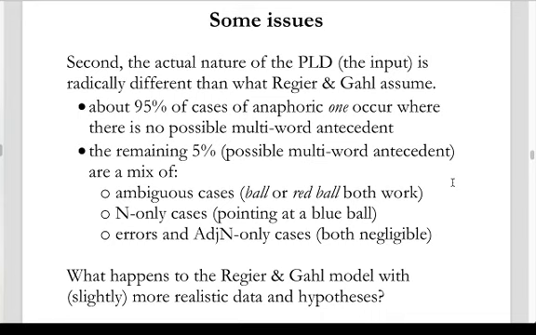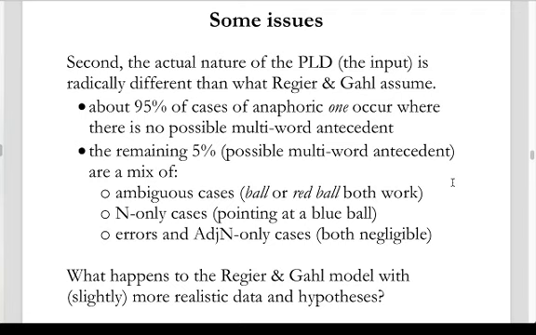Let's see what happens. So the second issue here, as I mentioned briefly on the other slide, is that they're assuming that you get lots of exposures where this anaphoric one is referring back to some kind of a red ball, and red ball was in the linguistic discourse, and you just have to decide whether it was red ball or ball given those contexts. But the actual input that Lidz and colleagues found in the CHILDES corpus is radically different from what Regier and Gahl are assuming here.